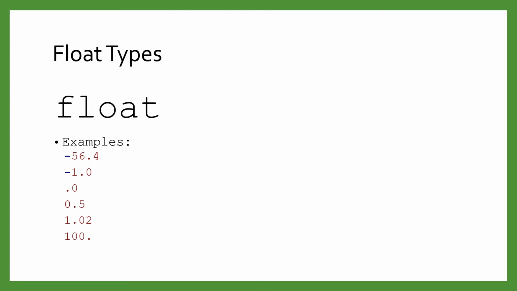When numbers have decimals, we call them float types. The period is what distinguishes floats and integers. Remember, if a number has a period in it, then it is a float.